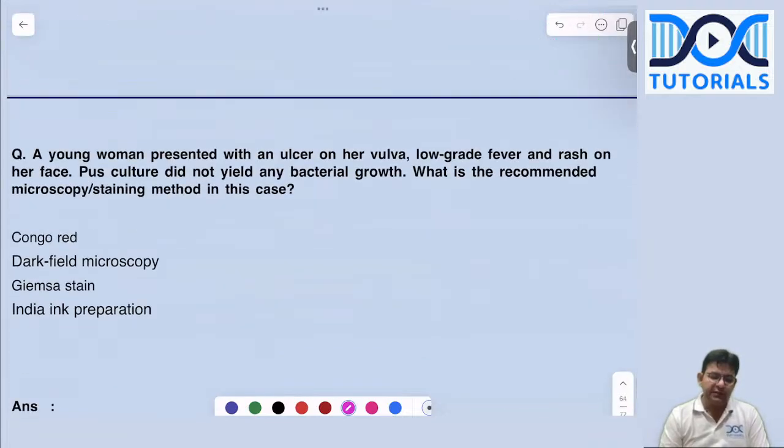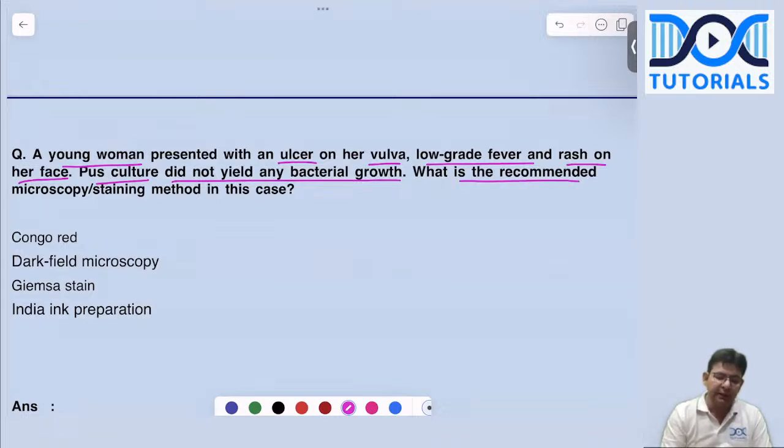Now coming to this, a young woman presented with an ulcer on her vulva, low-grade fever, and rash on the face. The pus culture did not yield any bacterial growth. What is the recommended microscopic staining method in this particular case? What is your answer for this particular one?